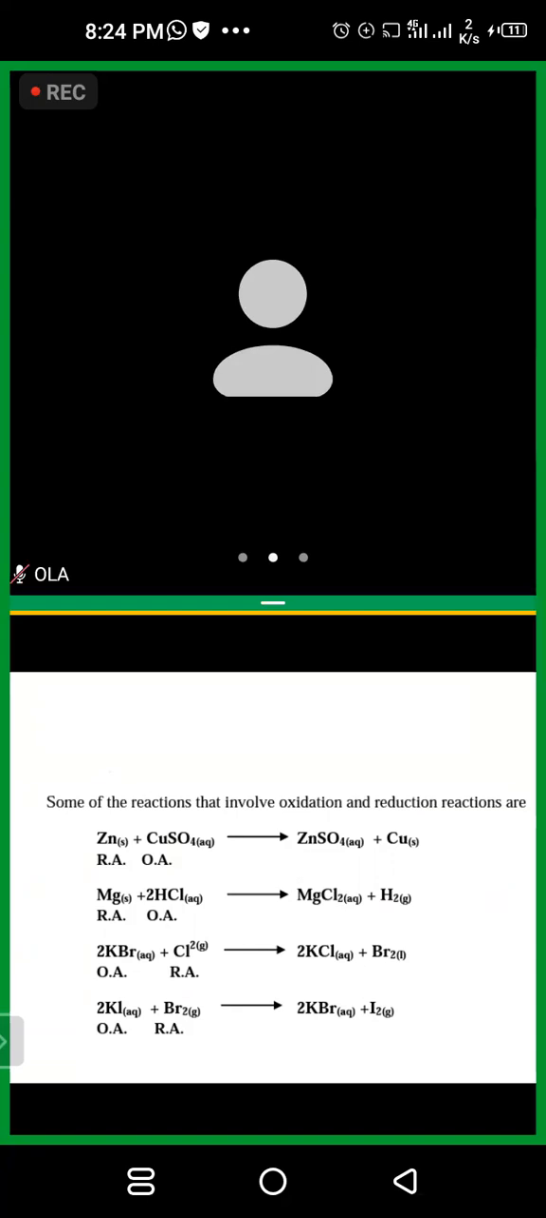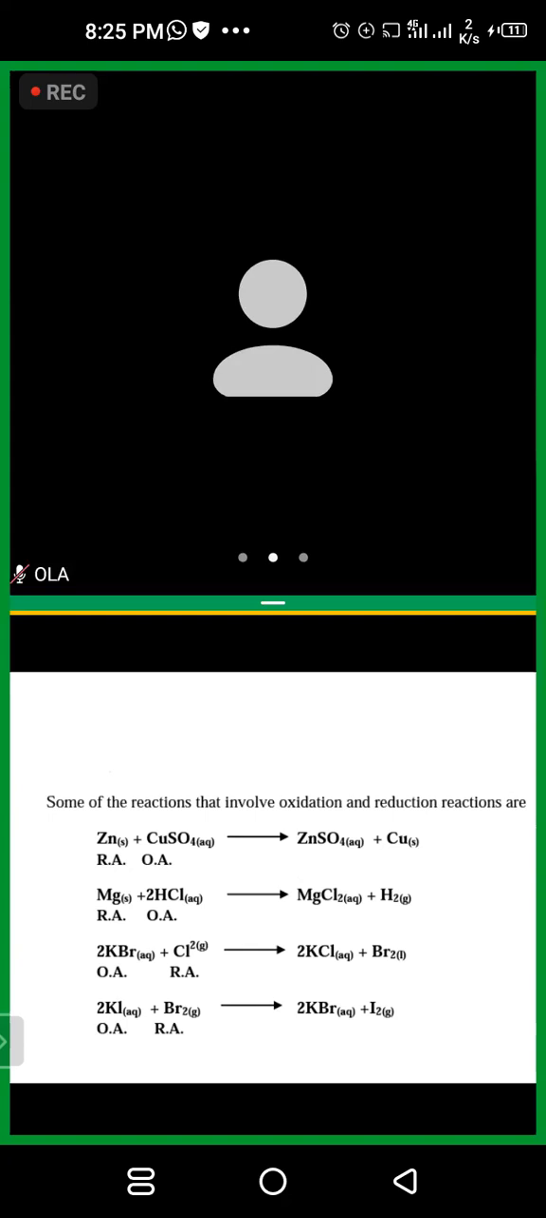Potassium bromide has been reduced, while chlorine now becomes oxidized, because chlorine is the reducing agent that now oxidizes the potassium. So we have 2KCl and bromine. The final one there, we have potassium iodide reacting with bromine. What happens there? Bromine is removed and replaced with iodine.